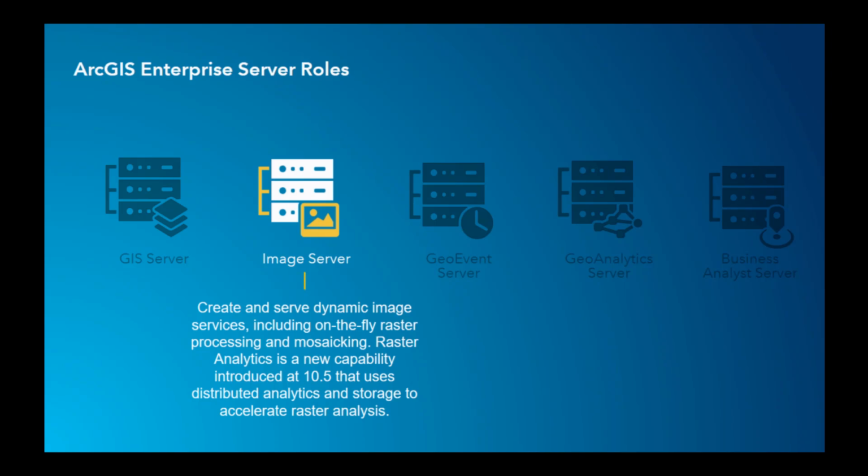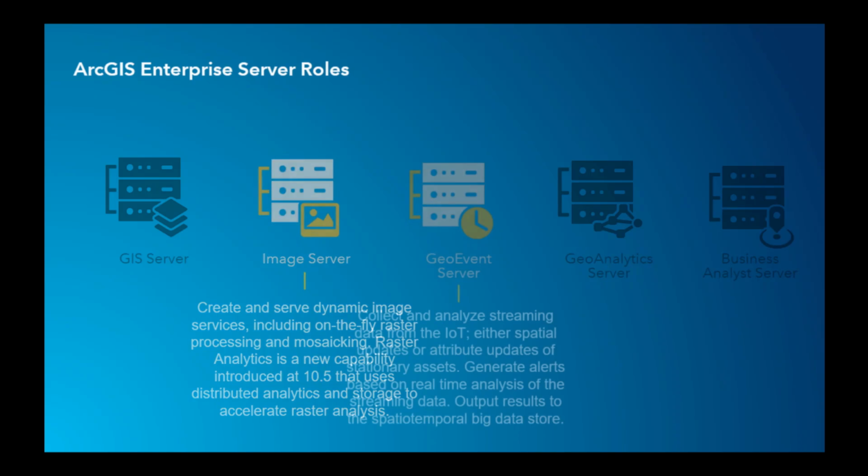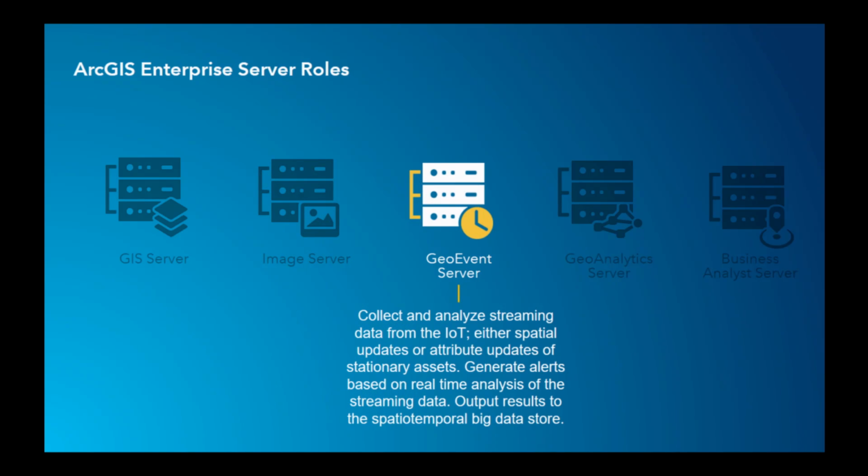Image Server is not new. It previously was an extension, now is a server role. What is new with it is the raster analytics capability. You saw this demoed in the plenary, and so I won't go into it too much right now, but that is one of the server roles that you can add on to your ArcGIS Enterprise. Likewise, GeoEvent is another server extension turned server role. This is for doing real-time analysis of streaming data. You can aggregate on the fly and do all of the things that you could do with your GeoEvent extensions, but now in a server role capacity.